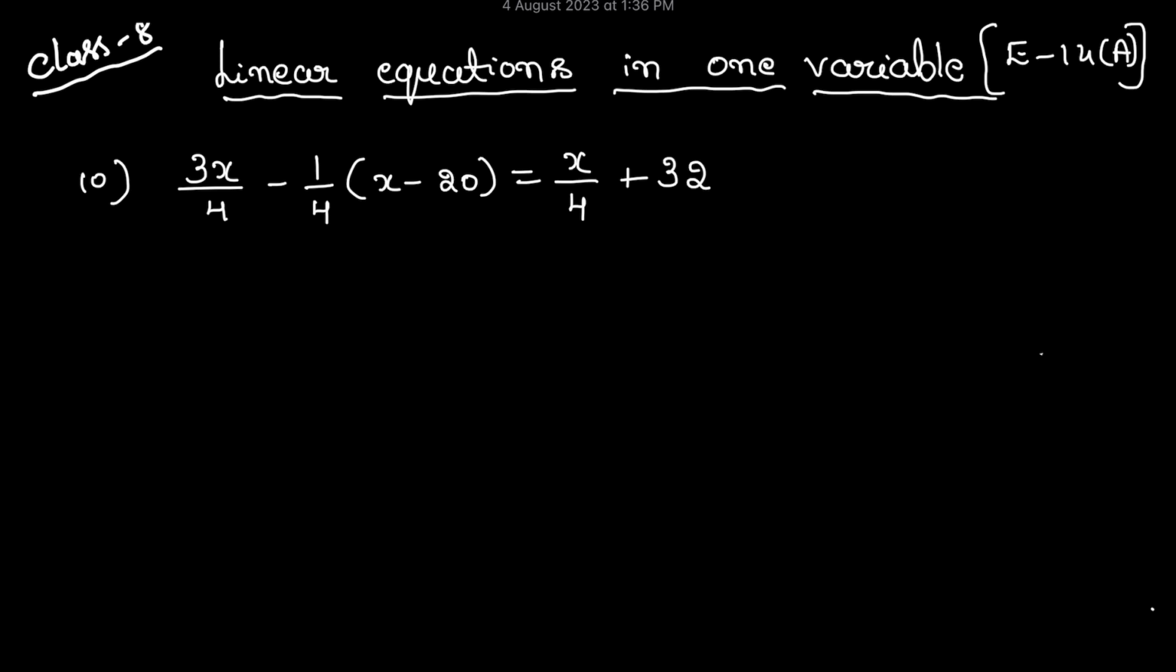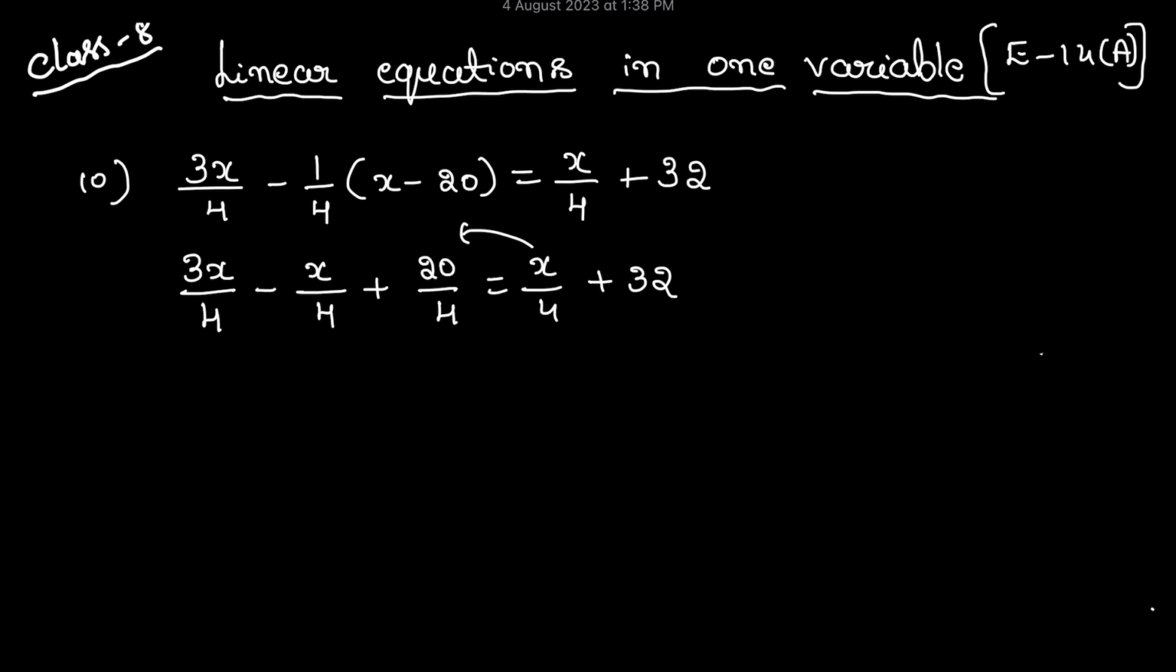3x by 4 minus 1 by 4 into (x minus 20) is equal to x by 4 plus 32. First we have to simplify this. 1 by 4 has to multiply with x as well as 20. 1 into x is x divided by 4, minus into minus is plus 20 by 4, that equals x by 4 plus 32. Let's take all x terms to one side, numbers to another side.